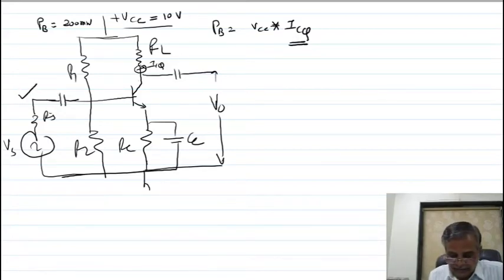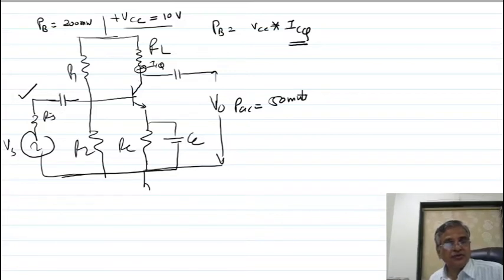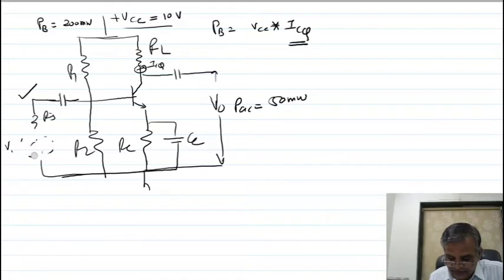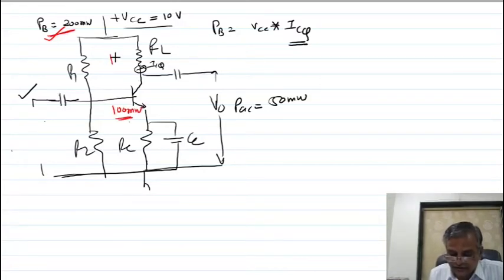Now you apply the input voltage. You are getting PAC in a power meter of only 50 milliwatt. So you are interested in finding where the wastage is. Look here. When the input is not given and you switch on this power supply, then 50% is dissipated here, and 50% of this is dissipated here.